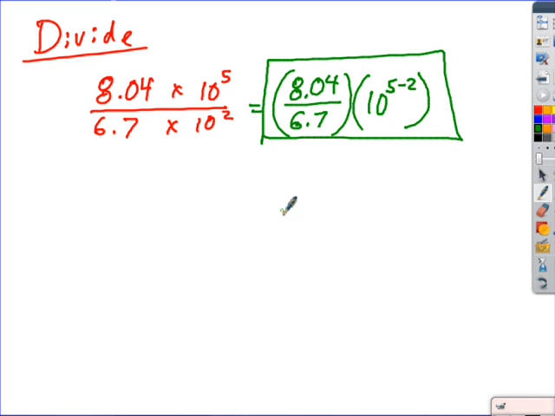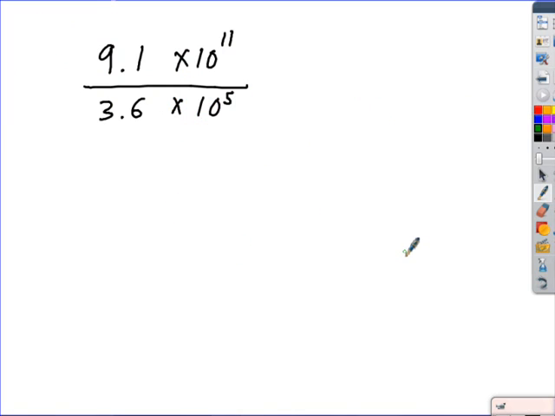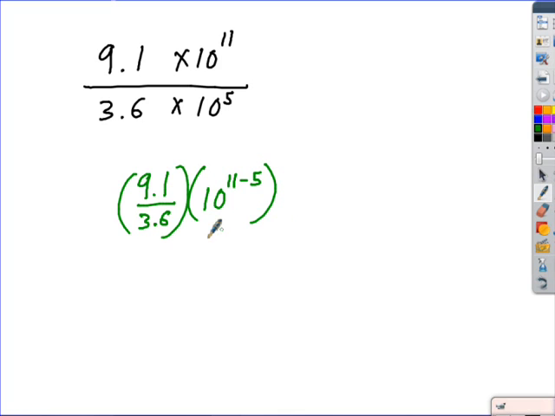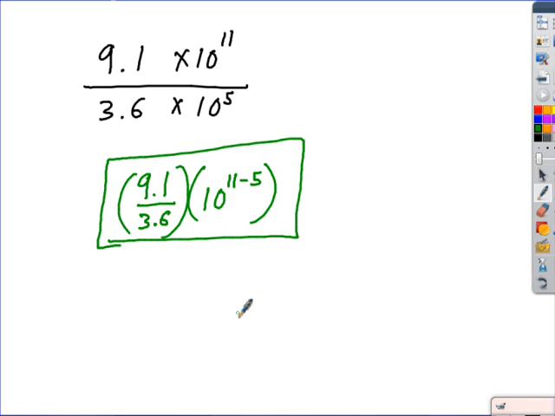We will go further than that next, but for right now, I want you to see the mechanics of what is taking place with the exponents and what you do with the leading numbers. Now here's one for you to practice with. Go ahead and hit pause and do it and then play. Okay, so you should have written down 9.1 over 3.6 times 10 to the 11 minus 5. That is all I'm asking for. We'll get to the answer for that next.